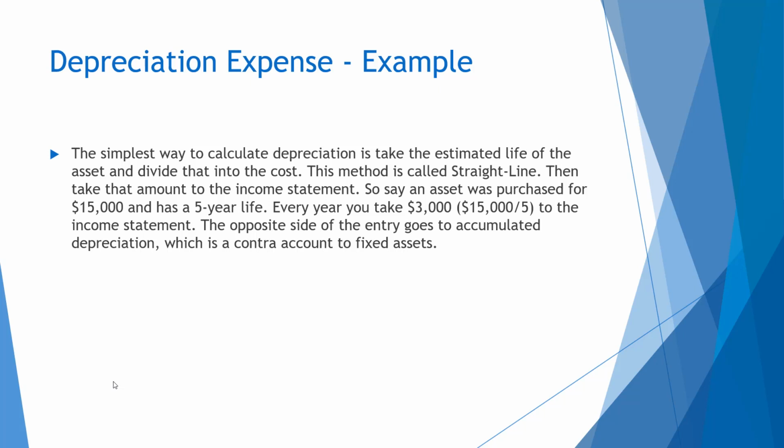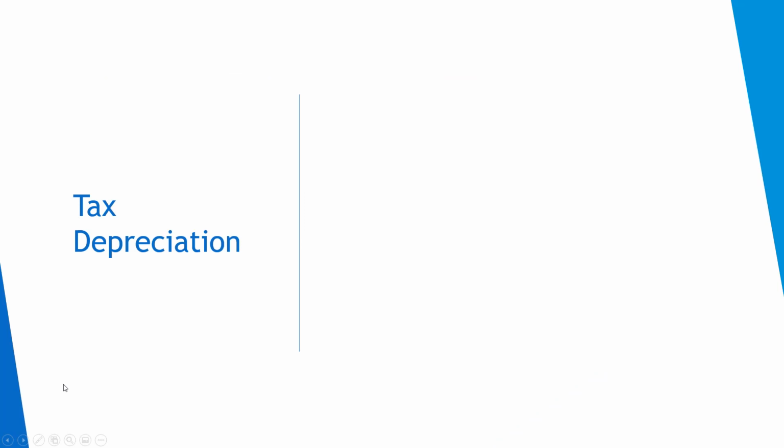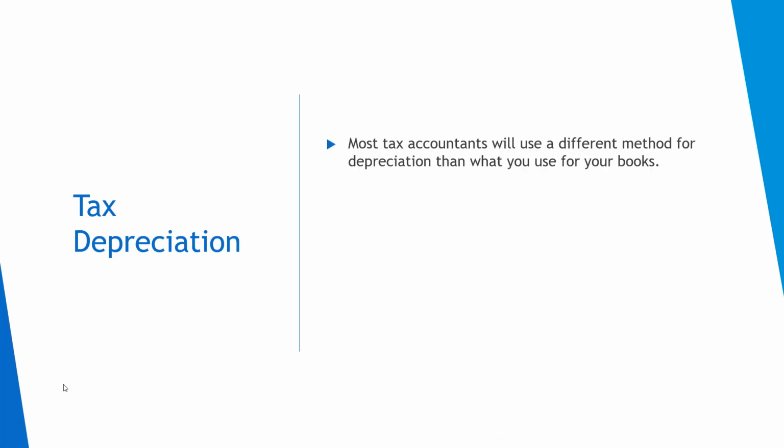And again, keep in mind, depreciation expense is the hidden cost, replacement cost. Now, let's get into the other bugaboo, tax depreciation. Most tax accountants will use a different method for depreciation than what you use for your books. And that's why you'll sometimes hear the term book depreciation and tax depreciation. Book depreciation is what you will use on your books. Tax depreciation is what your tax accountant uses.